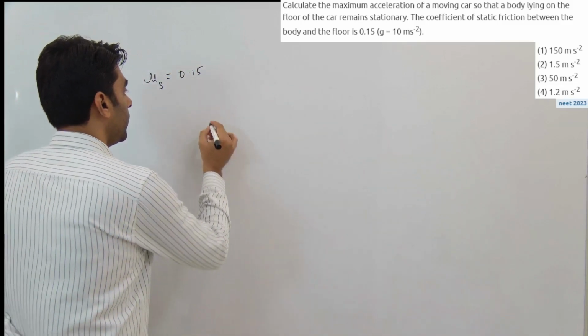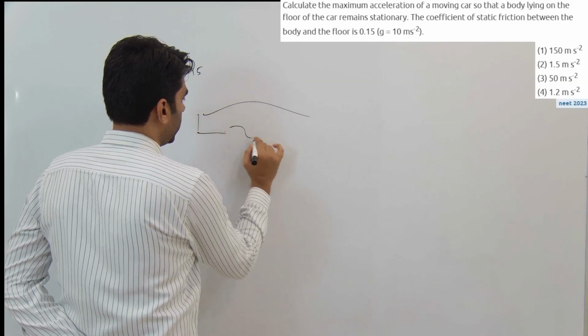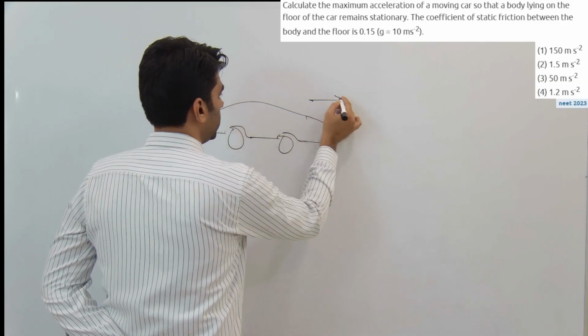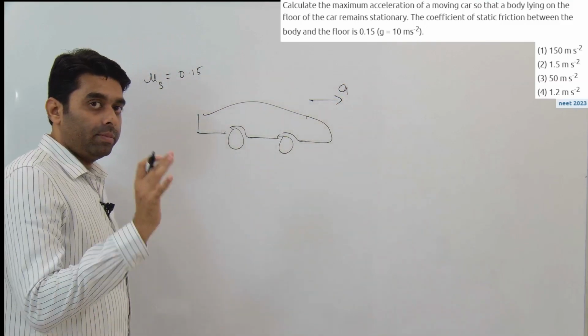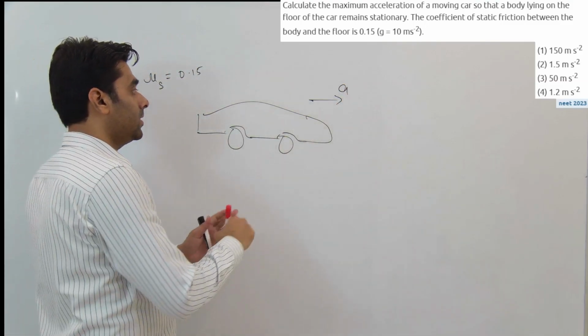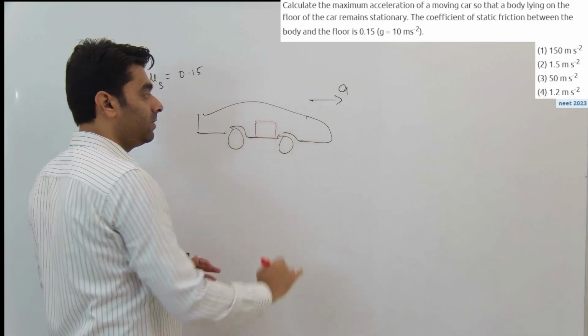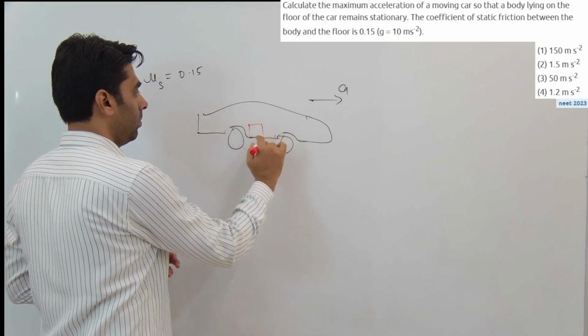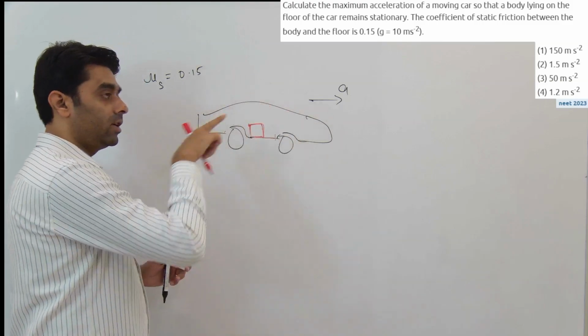Understand this question. What is given to you is some car. They have mentioned that a car is moving with some acceleration A. What can be this maximum acceleration A such that a box, which is a body kept inside, does not move? A box or a body which is kept inside does not move ahead.